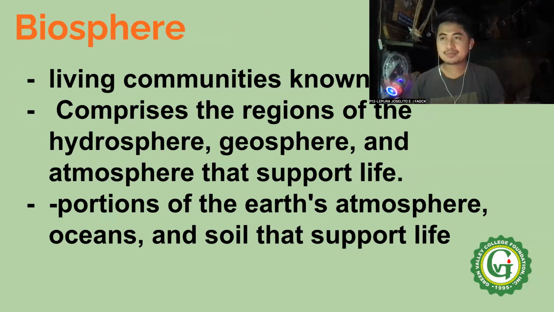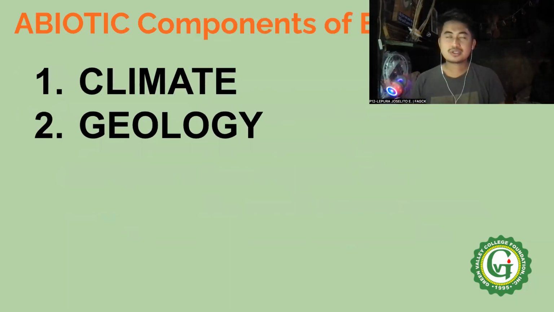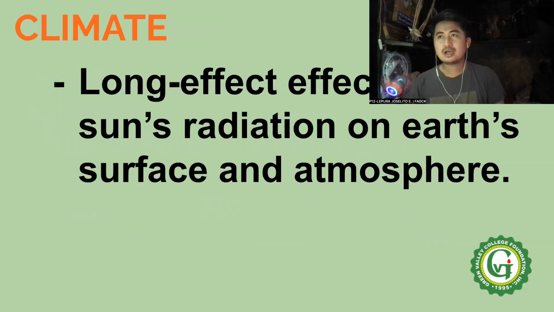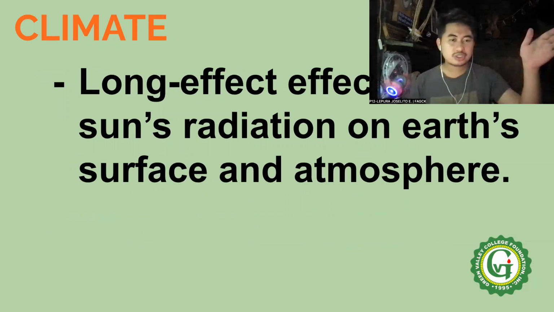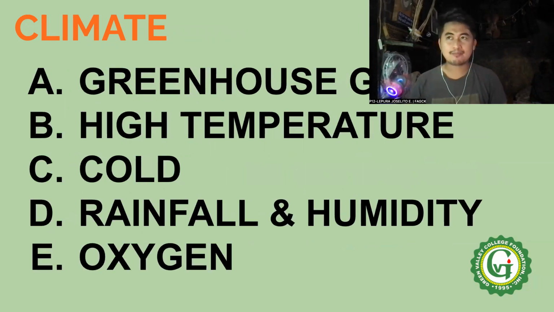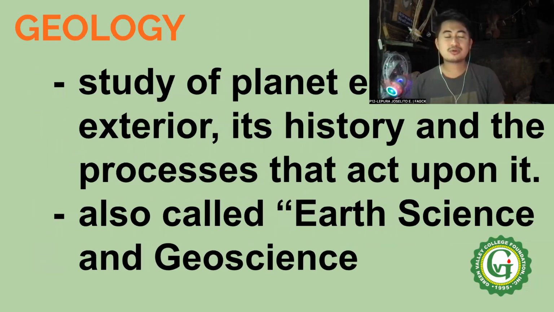So remember this one. We've also discussed the abiotic components of the ecosystem, climate change, and geology. Of course, we discussed climate and the difference between climate and weather. Climate is the long term; weather is the forecast or the short term. Greenhouse gases can affect climate, along with high temperature, cold, rainfall, humidity, and oxygen. We also discussed geology, the study of planet Earth's rocky exterior. Geo means earth or land or mass of land. So remember that. It is also called earth science.